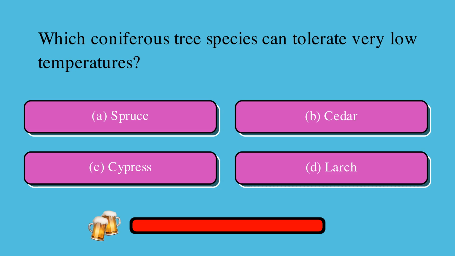Which coniferous tree species can tolerate very low temperatures? Is it A, spruce, B, cedar, C, cypress, or D, larch? The correct answer is A, spruce.